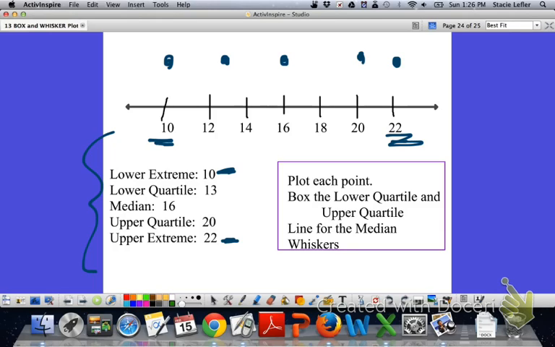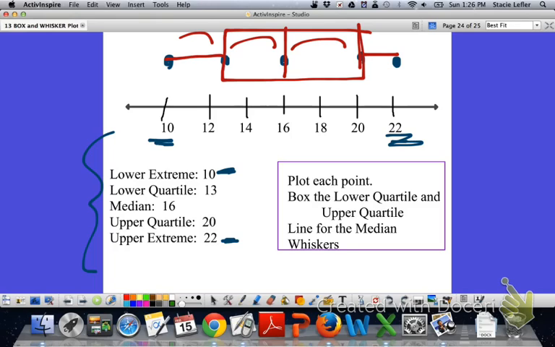So once you have your 5-number summary plotted on your number line, then you're going to box the lower quartile and the upper quartile, draw a line for your median. Remember that's your interquartile range, or the middle 50%. And then we extend a line out from the box to the lower and upper extremes for your whiskers. So remember, 25% of the data falls in each of these quartiles.